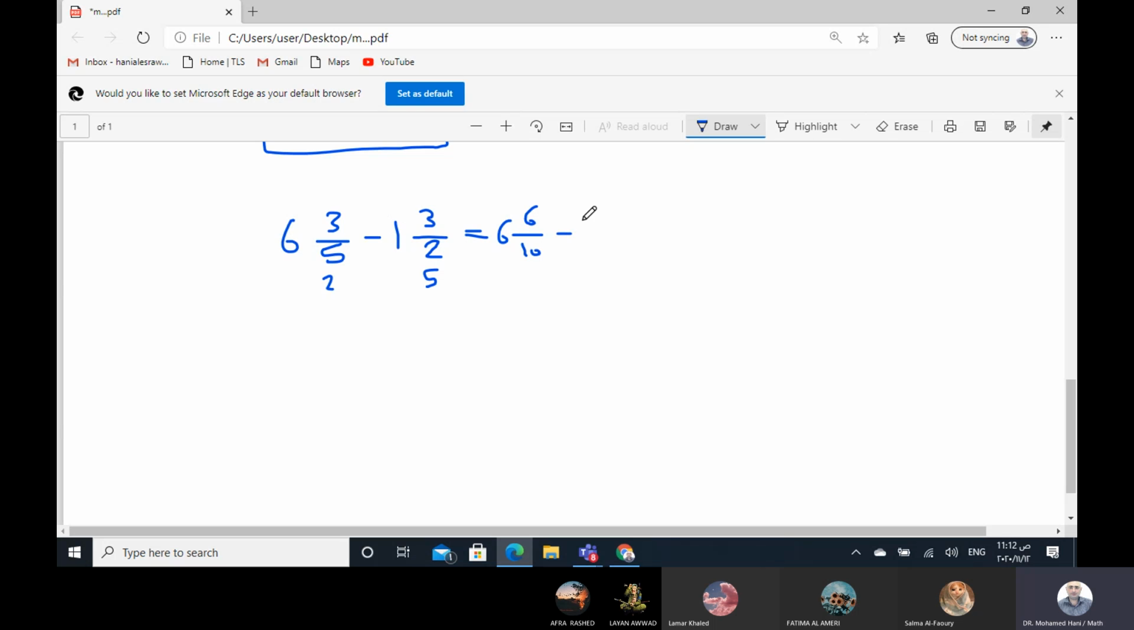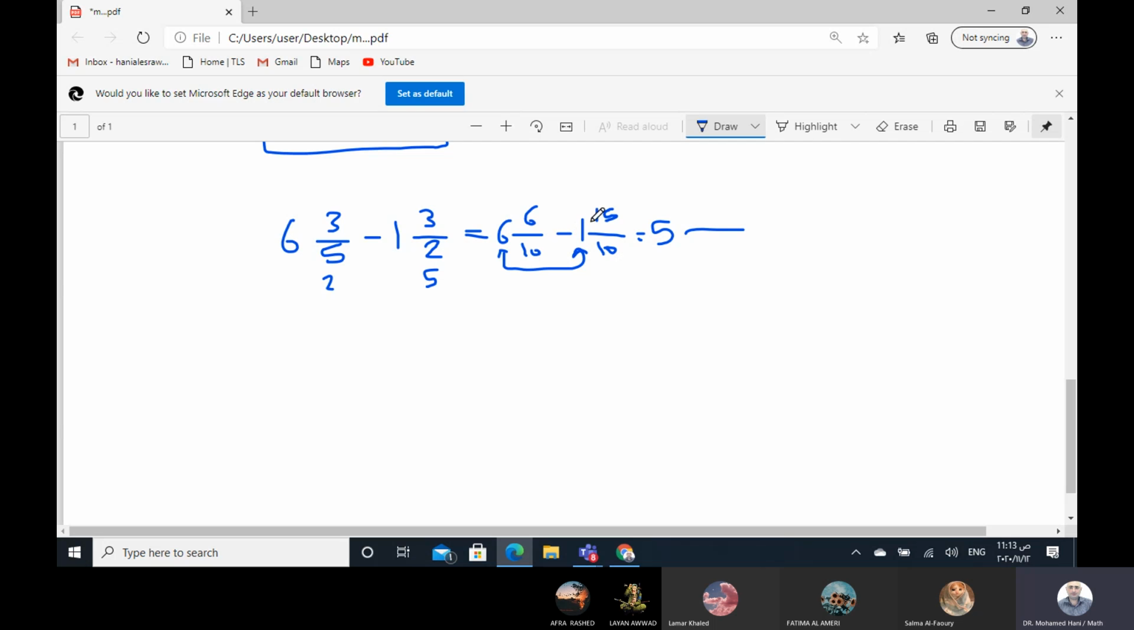Here we have 1. Then 5 times 3 will be 15. 5 times 2 will be 10. Now we can subtract because now we have the same denominator. Subtract the whole number from the whole number. 6 minus 1 will be 5.